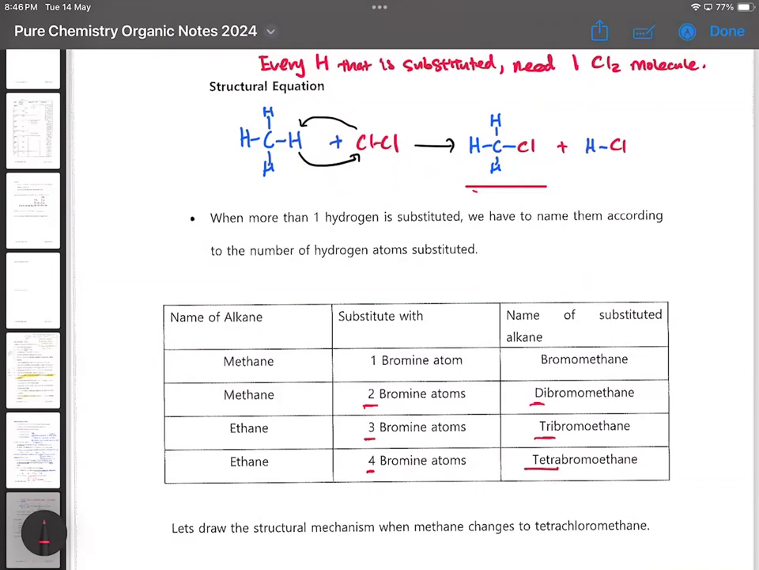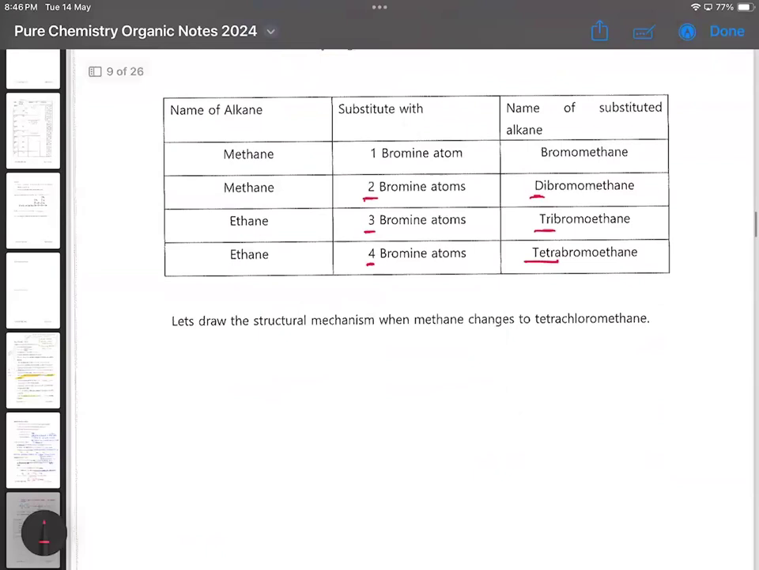Okay, let's look at this over here. How do we get to tetrachloromethane? So as you can see, this is tetrachloro, means there are four chlorine attached to the methane molecule. So visually, that means all the four hydrogen are gone. They are all replaced by chlorine. That's why we have four chlorine on the methane molecule. It looks something like that.